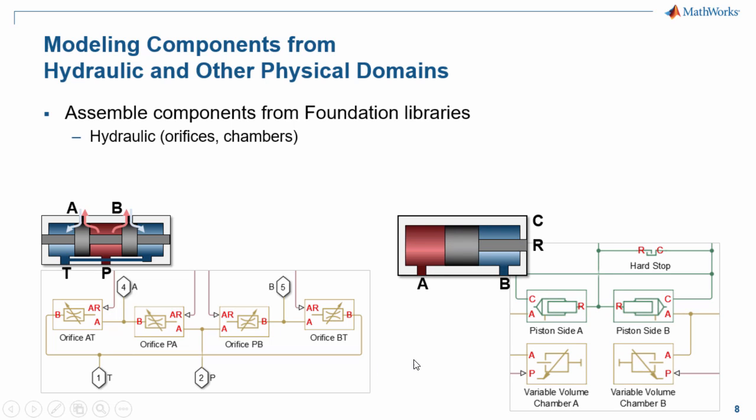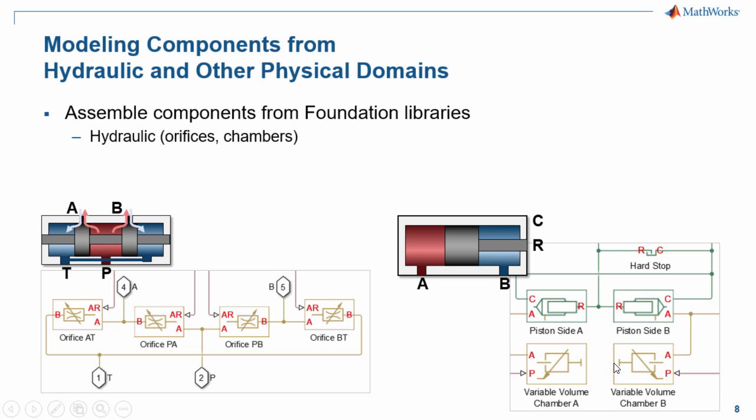Let's look at a hydraulic cylinder. A hydraulic cylinder can be thought of as two variable volume chambers, the volume of each chamber dependent upon the position of the piston inside the cylinder. Here you can see we've modeled that using Simscape Foundation Library components.